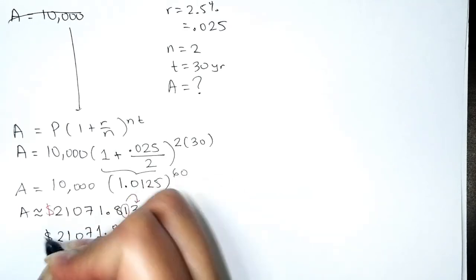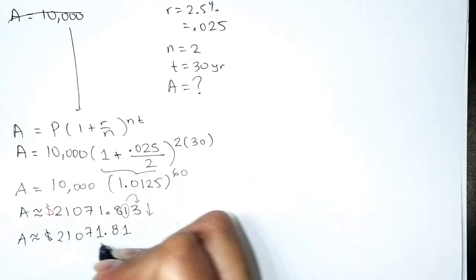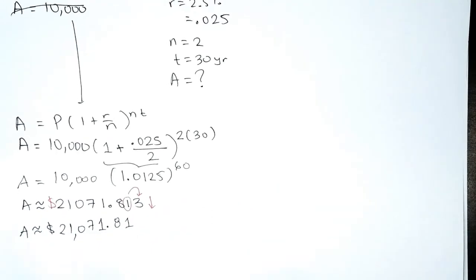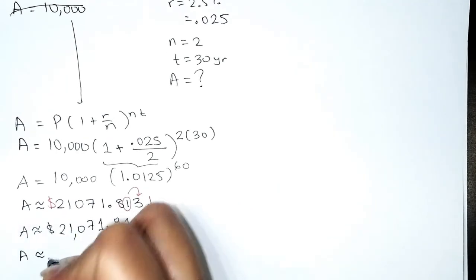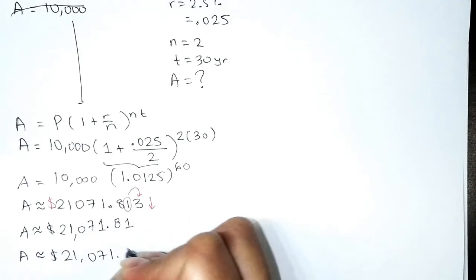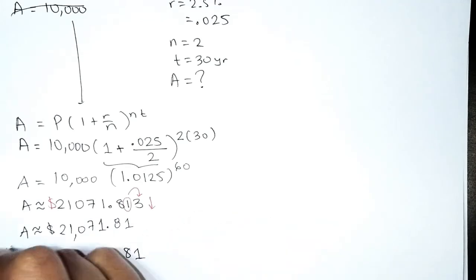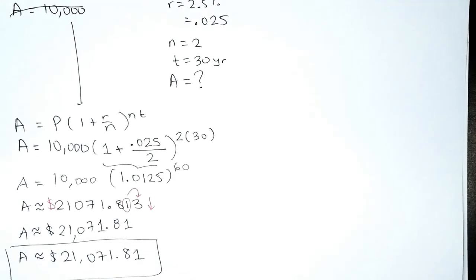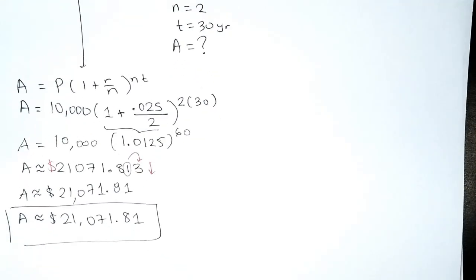I don't know how to read this until I have the commas. That's pretty sloppy, so let me just write it over. So we have $21,071.81.